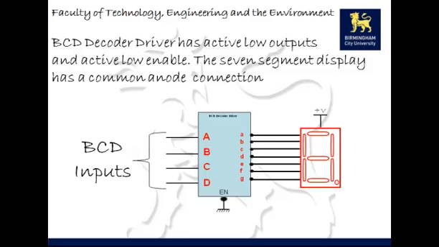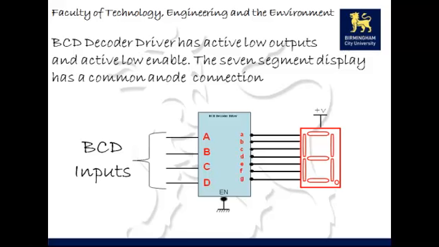So BCD inputs A, B, C, D, outputs are connected to a 7-segment display. Now the 7-segment display is a common anode connection. That means that the anode of all the segments on the display are taken to a positive voltage. So a 0 at any corresponding segment will illuminate it. Can you see how this will work perfectly with the active low outputs? So a 0 is actually illuminating that segment.